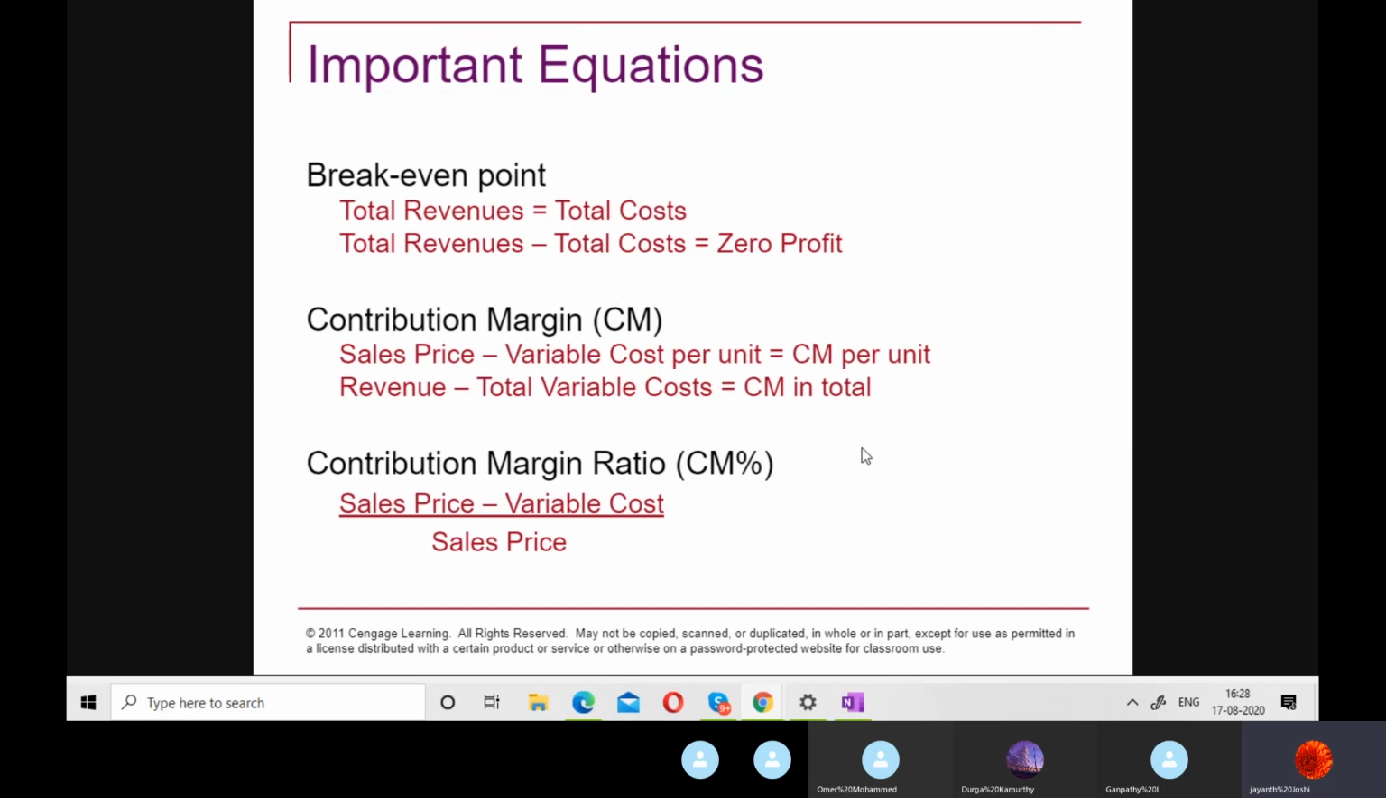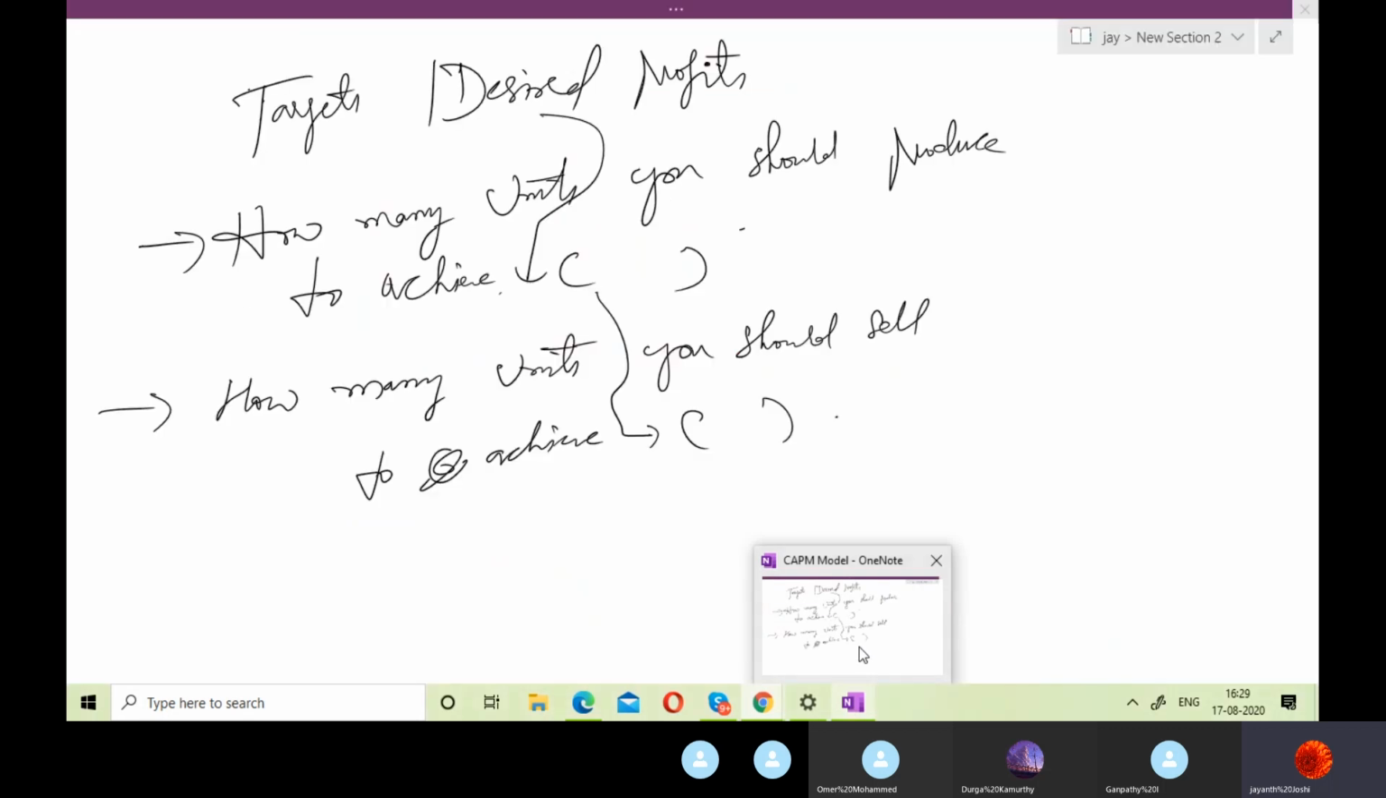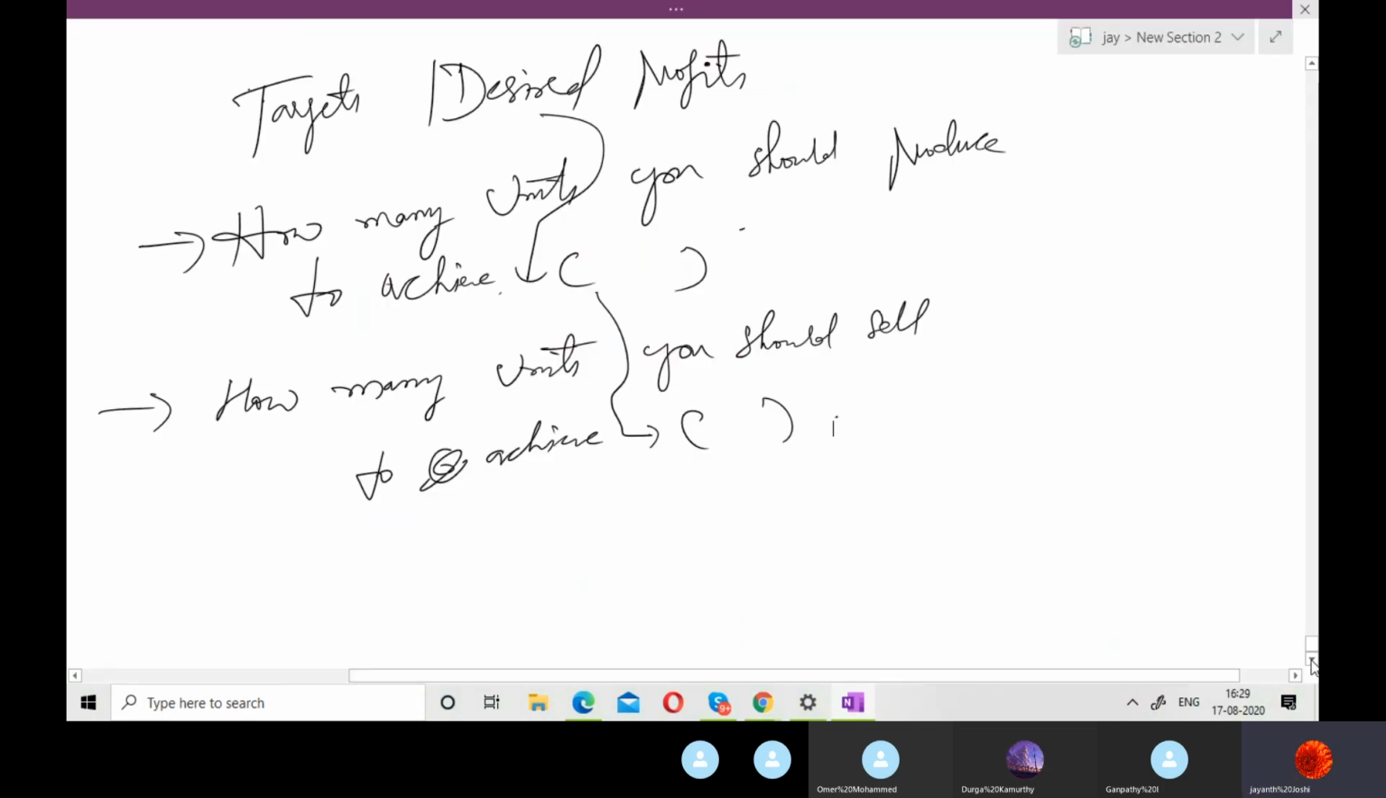Contribution is nothing but sales minus variable cost. If I speak in terms of per unit, and about revenue, the total figure of sales minus the total variable cost will give me contribution margin in total. And if someone asks you the formula for contribution margin, we also say it as PV ratio, profit volume ratio. I'm writing here: contribution margin ratio.